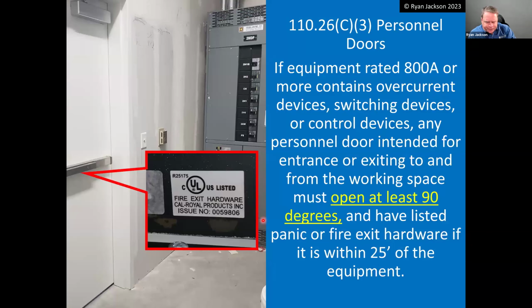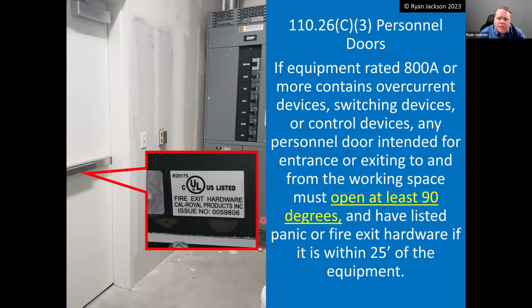The last thing, equipment rated 800 amps or more that contains overcurrent devices, switching devices, or control devices: any personnel door intended for entrance or exiting to and from the working space must open at least 90 degrees, makes sense, and it has to have listed panic or fire exit hardware if it's within 25 feet of the equipment. And I thought I had it written down here. I guess I don't. It needs to swing out as well. It needs to swing in the direction of egress.